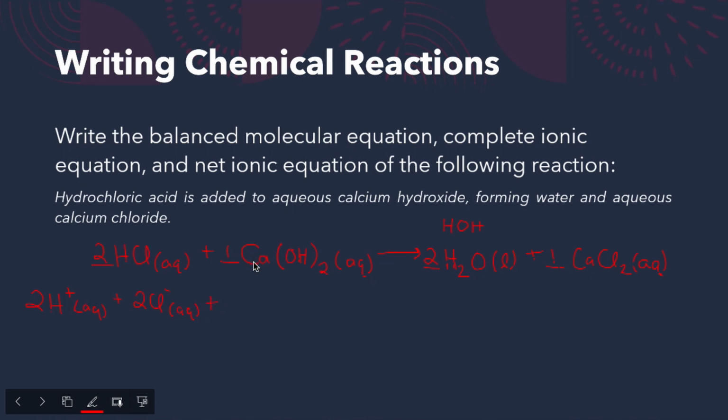And then we're going to go on to this one, and the calcium cation has a 2+ charge, and there's 1 of that. So we're going to put calcium 2+, and that's also aqueous. And then the hydroxide, there's 2 of them, and we're going to keep this together because it's a polyatomic ion with a -1 charge. So we have 2 hydroxide ions, which is also aqueous. And this goes to 2 water. Now, since this is liquid, we can't break it up. So we're going to keep that as 2 water molecules. And this is liquid.